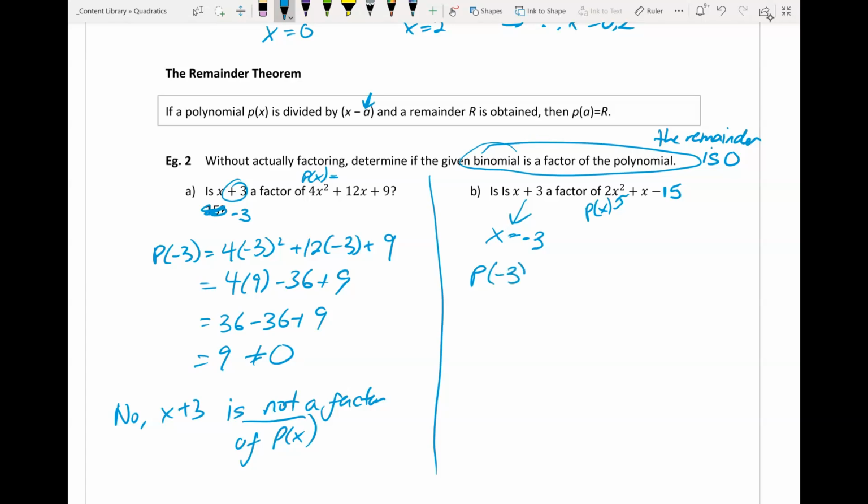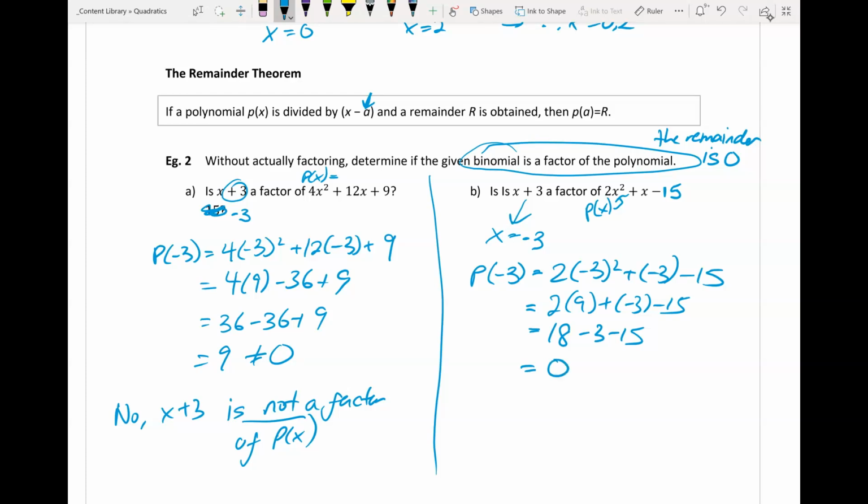So we have p of negative 3 is 2 times negative 3 squared plus negative 3 minus 15. So again, I'm just plugging this x value into every x that I see of p of x. And now I'm going to simplify. So negative 3 squared is 9. 2 times 9 is 18. So 18 minus 3 minus 15 is 0. So that means x plus 3 is a factor because we have a remainder of 0 when we plug it into our p of x.